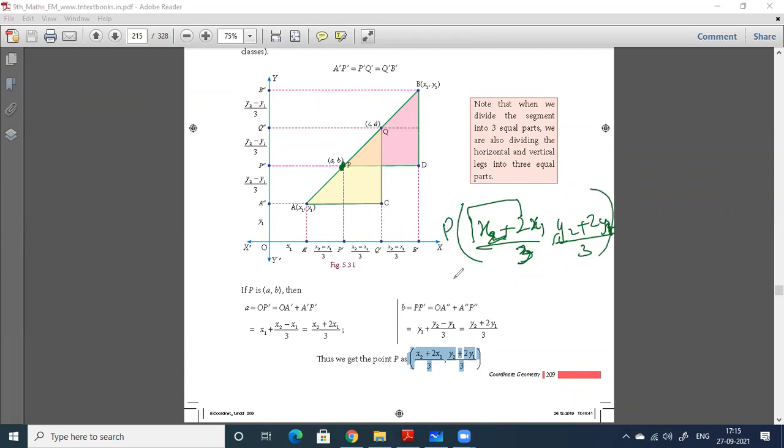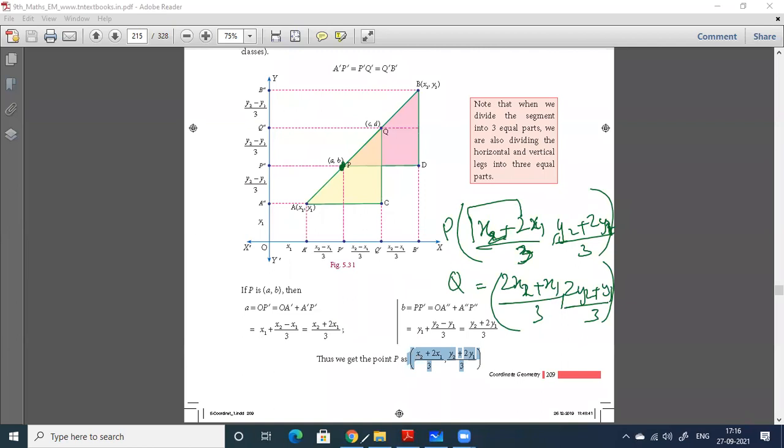Point Q will be the opposite of it. That will be (2x2 plus x1) by 3 and (2y2 plus y1) by 3. This will be point Q. How are you arriving at that? That is what is shown here.